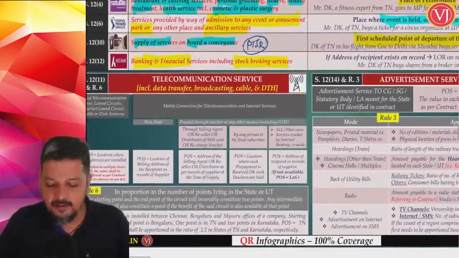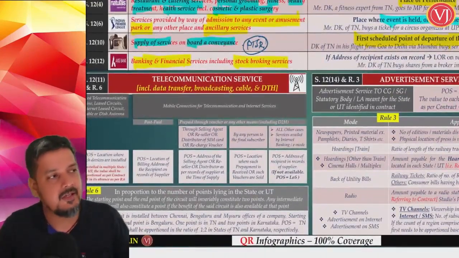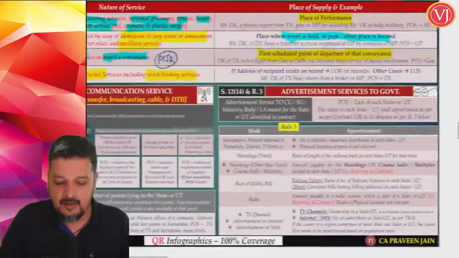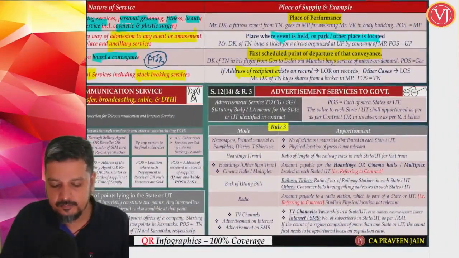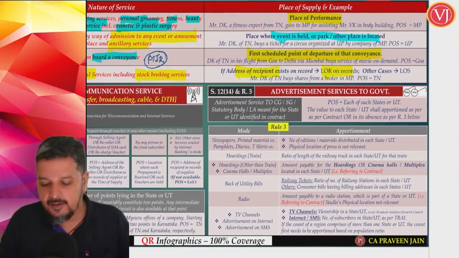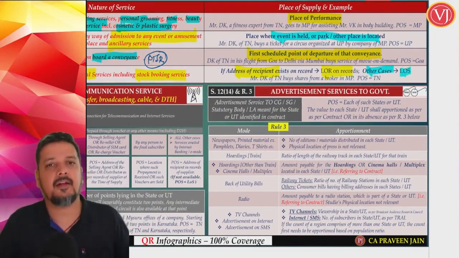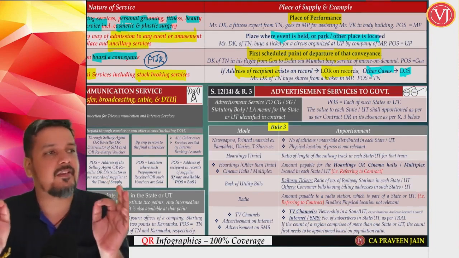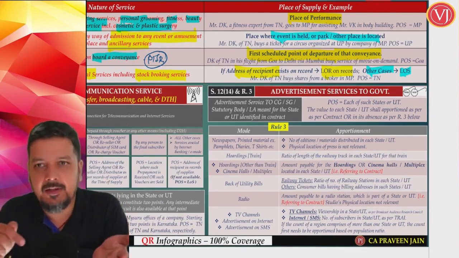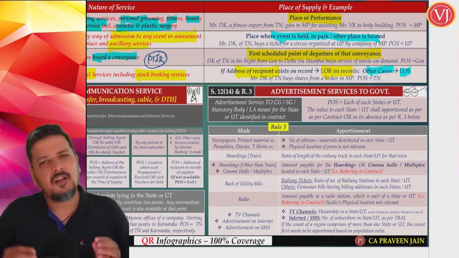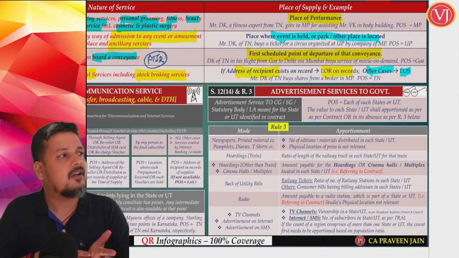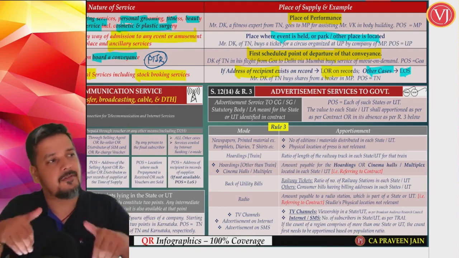For them, whether it is B2B or B2C does not matter. If address is there on records, location of recipient. If address is not there, location of supplier. In 99% of cases for banking and financial services, the recipient's address will be there on records, so location of recipient. There is a 1% possibility that the recipient's address is not available on records. Then it is location of supplier.